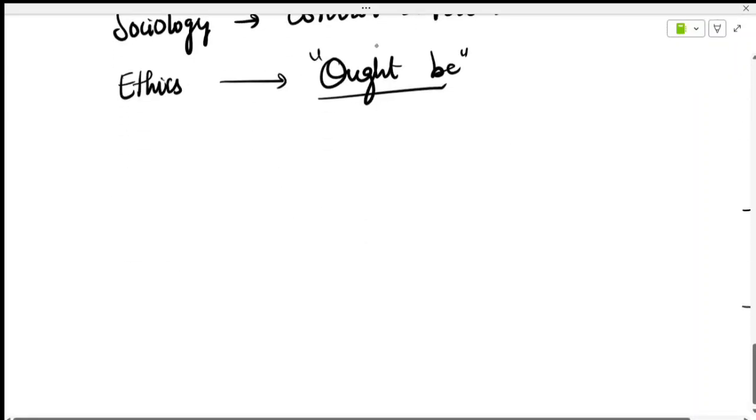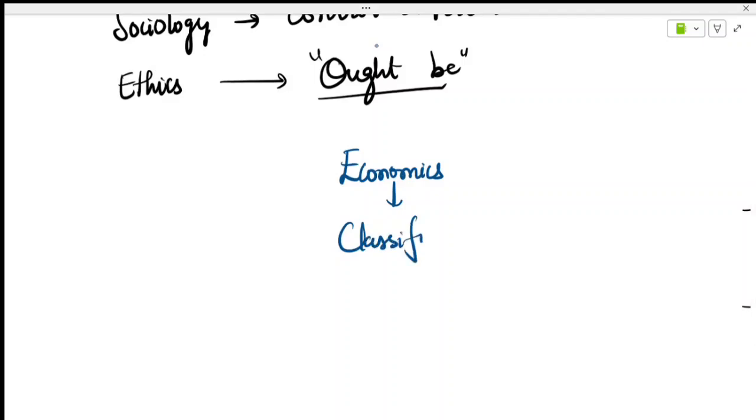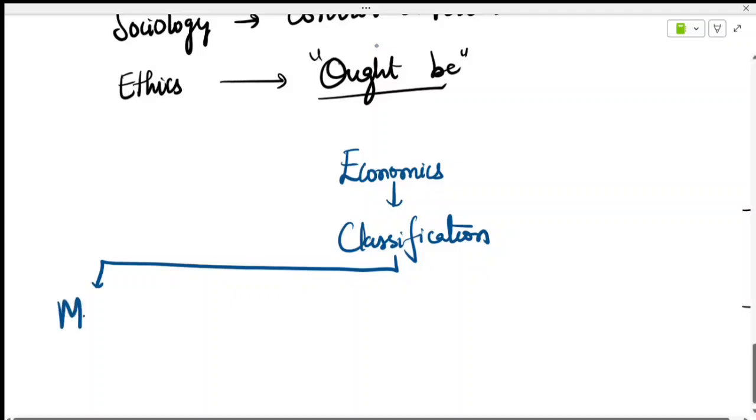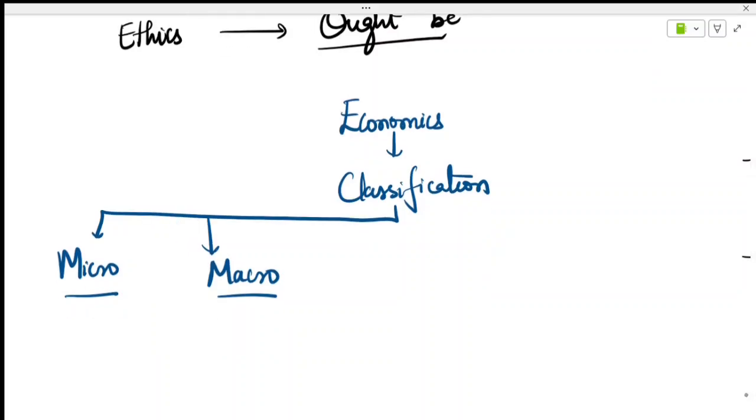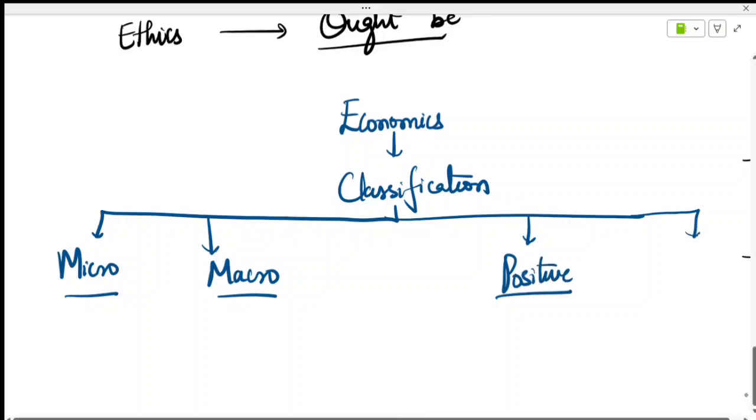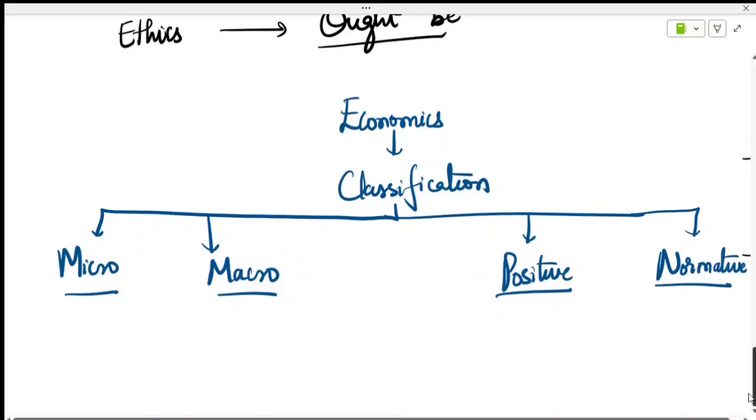Then, fine. So then economics is classified into two types: microeconomics, macroeconomics, right? And also, economics can be classified into two more types called positive economics and normative economics. So we'll be seeing this thing.